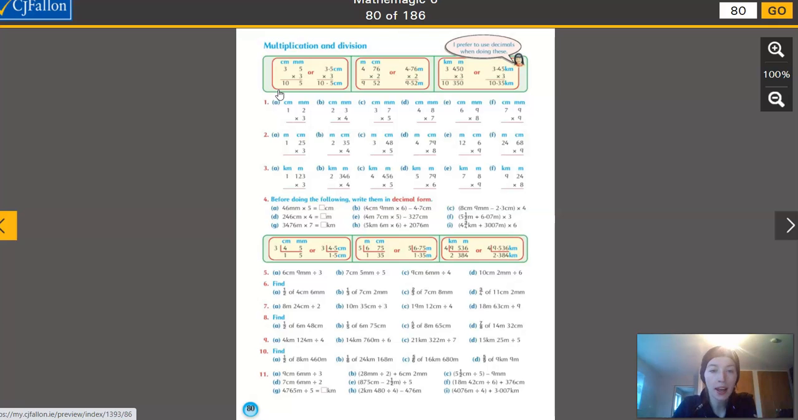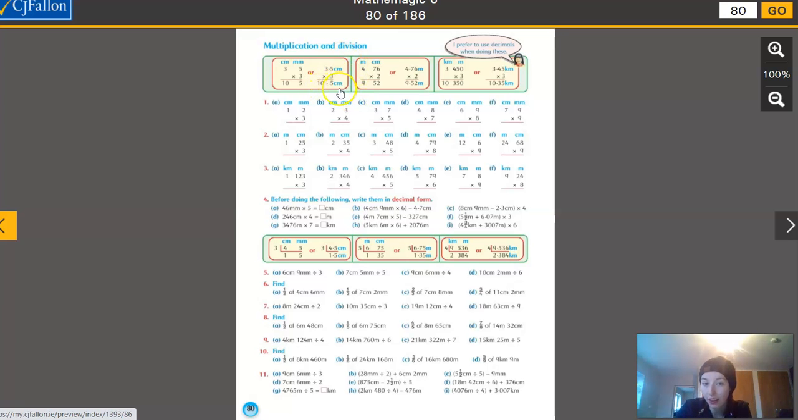So Monday, you're doing questions 1, 2, 5, 6 and 7 on this page, so multiplication and division. It's not too complicated. First of all, just look at the examples. We've got centimeters and millimeters. 3 centimeters, 5 millimeters multiplied by 3. Your answer can either be 10 centimeters, 5 millimeters, or 3.5 by 3, which gives you 10.5 centimeters.